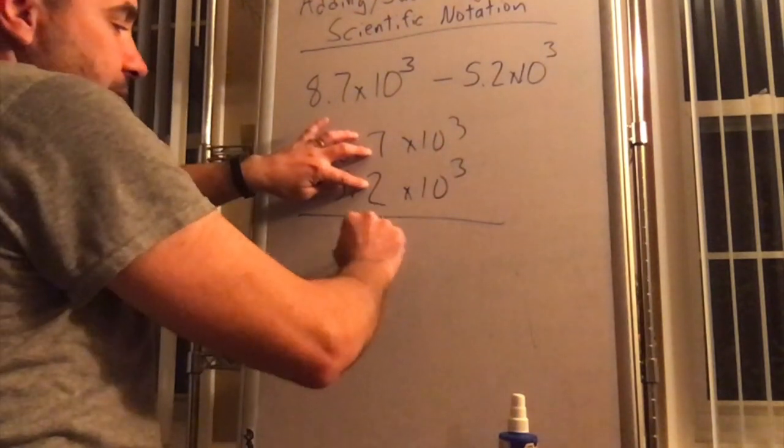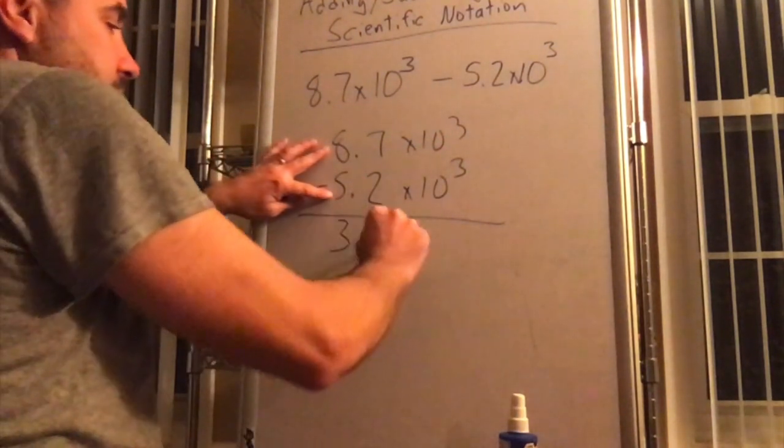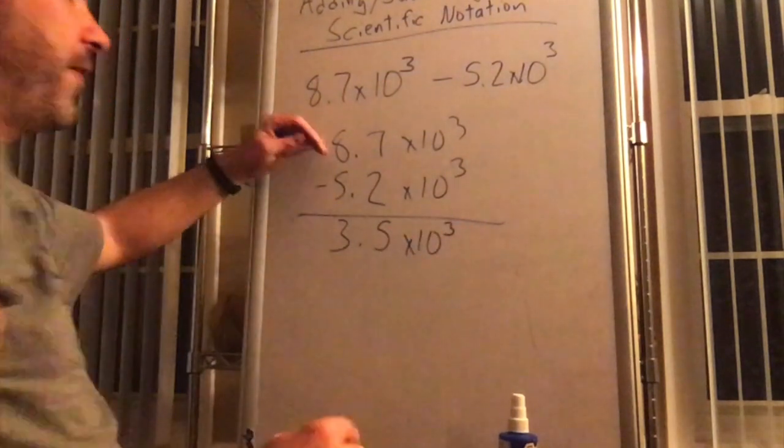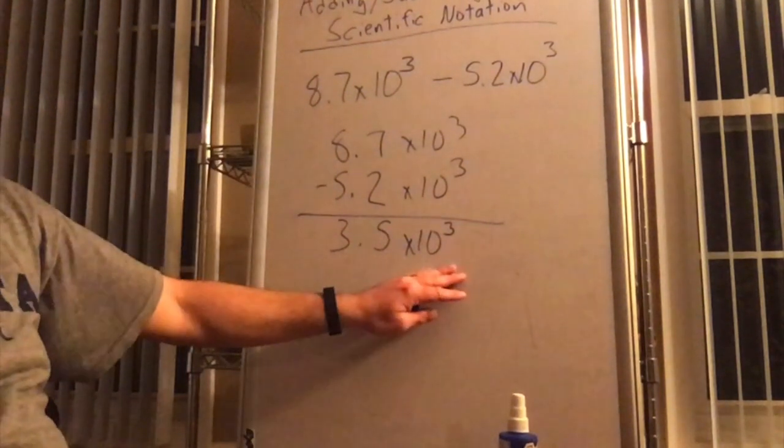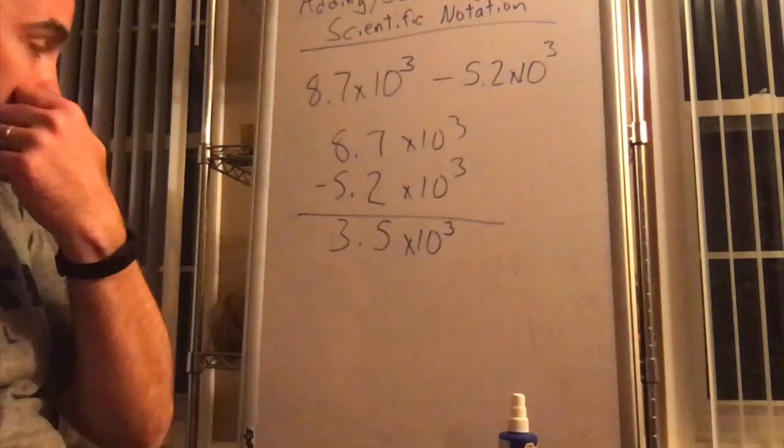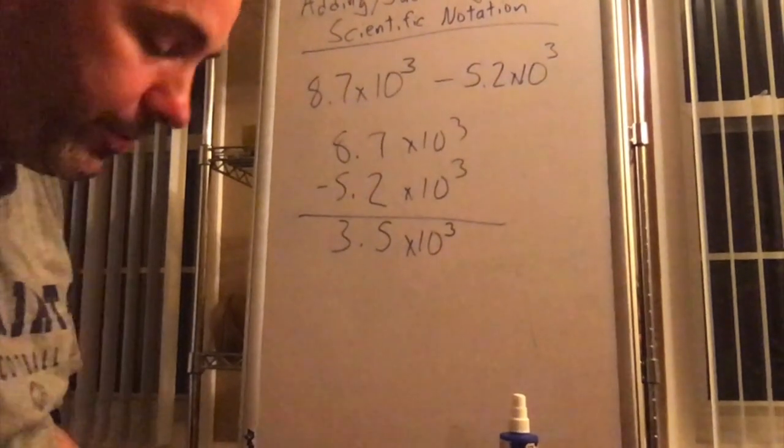7 minus 2 is 5. 8 minus 5 is 3. And since I'm taking thousands minus thousands, I get thousands back. So this is going to be 3.5 times 10 to the third power.